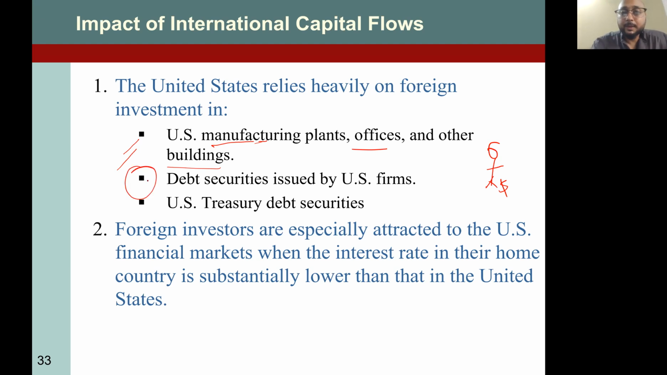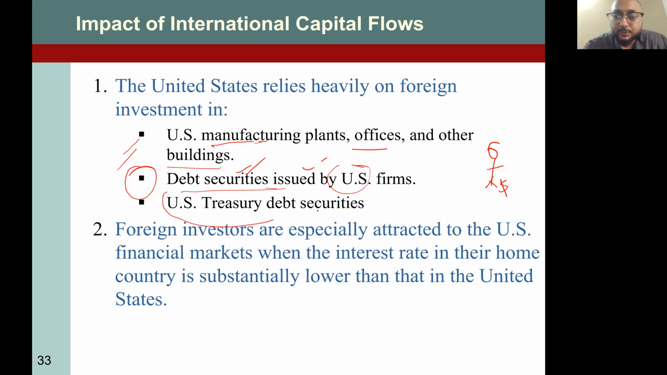Plus, debt securities issued by US firms are in the possession of foreign countries. Like China invested in the debt securities of the US. Similarly, the European Union, Germany, and other big countries have invested in the debt securities of US firms.